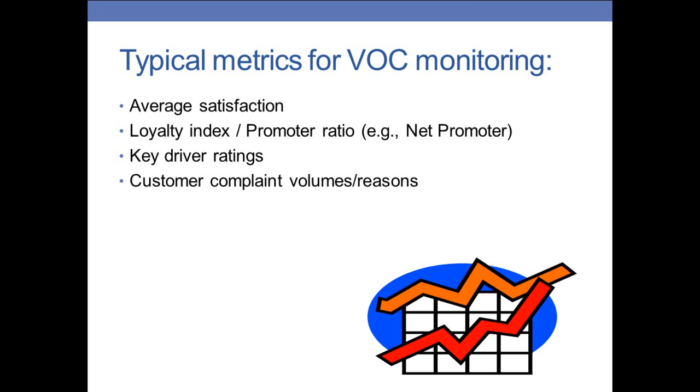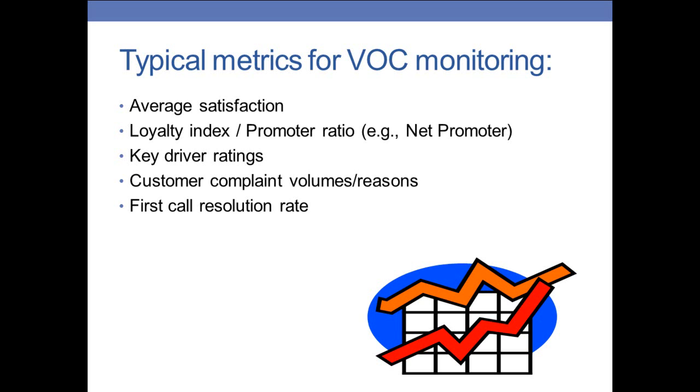Your volume of customer complaints is a good VOC metric to track, as well as the top reasons for complaints. You can see how those reasons trend and whether new topics are rising to the top. It's a good idea to monitor complaint resolution rates as well, particularly first call resolution.